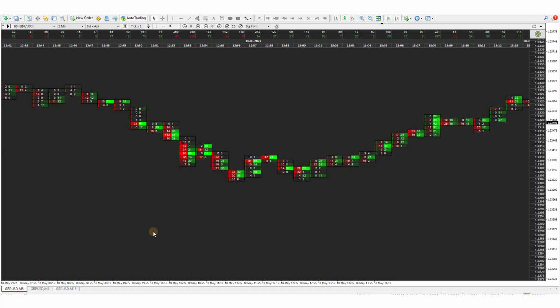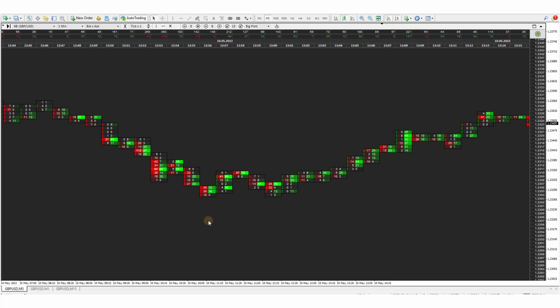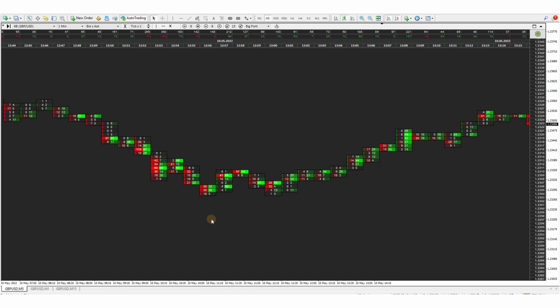Let's move to the footprint chart. Why I found here opportunity. First of all, of course, I believed that this is the move I was waiting for hours. The liquidity grab.